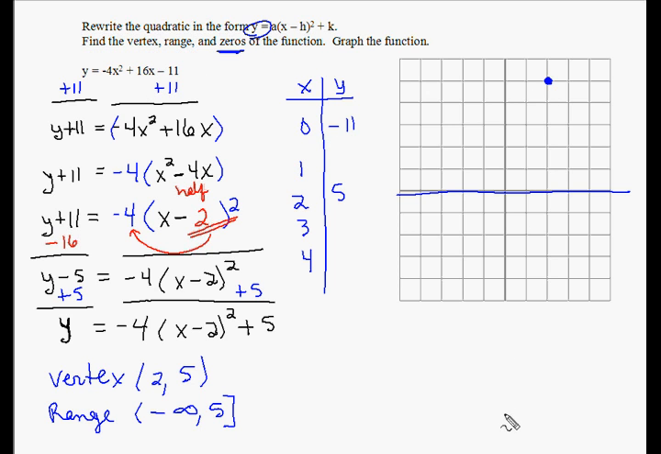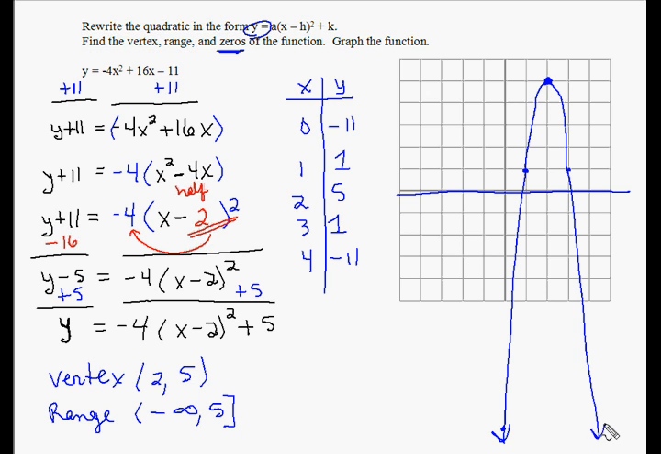So I'm way down here. And then if I put in positive 1, that'll give you a negative 4, plus 16 is a positive 12, minus 11 is 1. So at 1, I'm at 1. And then because of the symmetry, I know that at 3 I'm also at 1, and at 4 I'm also at negative 11. So our parabola is going down very steeply, very quickly, and there you go.